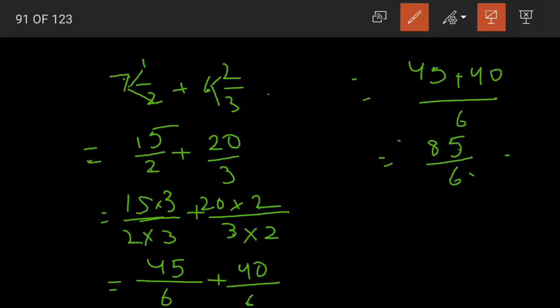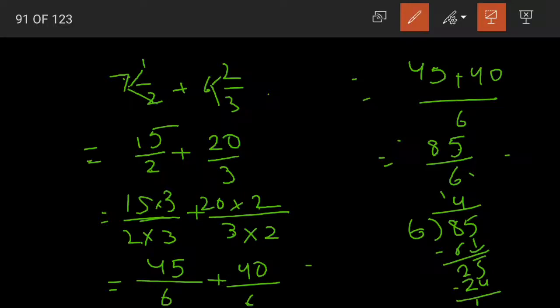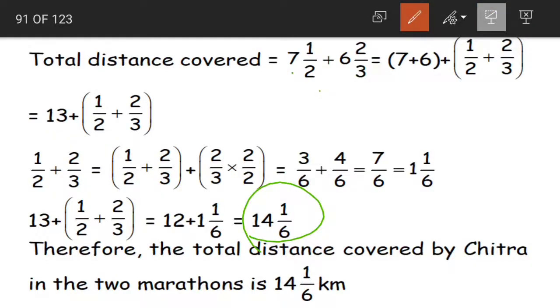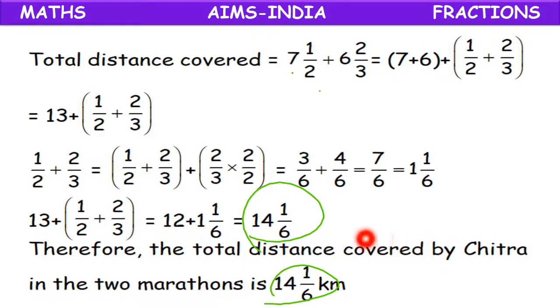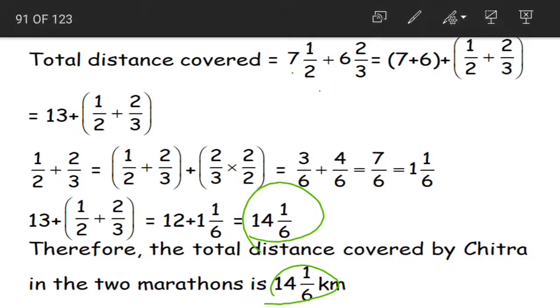Now this is an improper fraction, so we have to convert it into a mixed fraction. Yes, we have 6 ones are 6. When we subtract, 2 is remaining, 5 brought down, 6 fours are 24. When we subtract, 1 is remaining. So 14 1/6 is our answer. Yes, 14 the quotient becomes the whole number, 1 the remainder is our numerator, and 6 is our denominator. So again, no matter whichever method we follow, the total distance covered by Chitra in the 2 marathons is 14 1/6 kilometers, children.